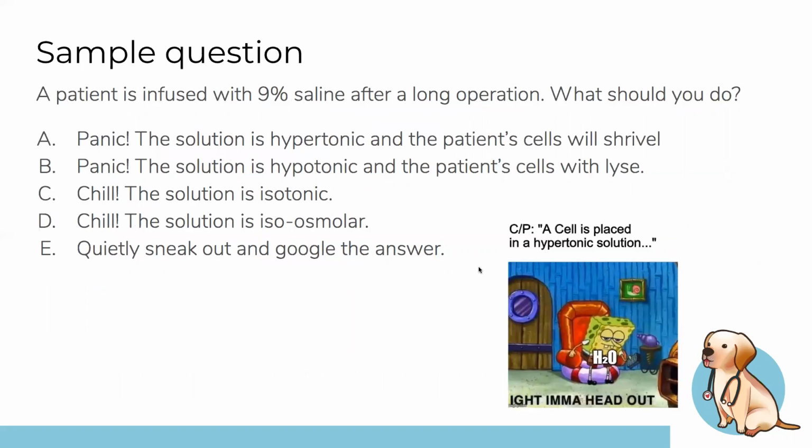So quick sample question. Take a few seconds to answer this, or a minute. Okay, so a patient is infused with 9% saline, and so the answer is A, because normal saline is 0.9%, and so 9% is obviously a lot more. So the solution is hypertonic, and so the water will go out of the red blood cells into the solution, so the cells will shrivel.